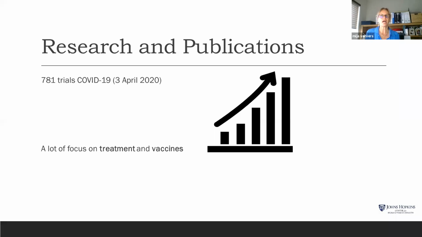So there's a lot of research and publication going on. And what I say now might be outdated in 3 days, but a lot of the trials are also related to treatment and vaccines. And there's also now more publications about the demographics, who is affected and where and why. Next, please.